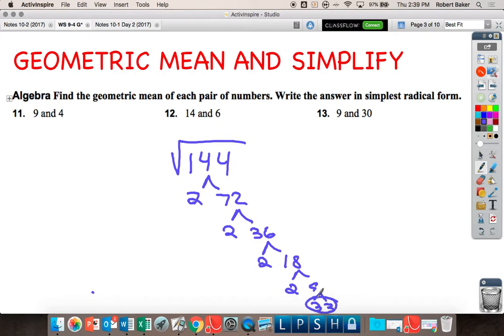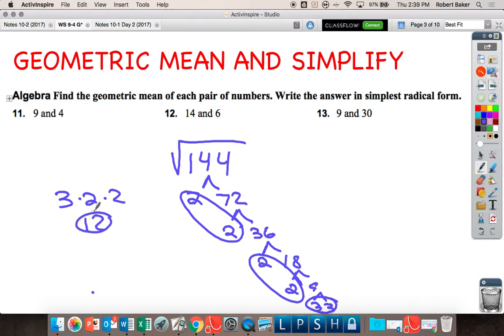So a pair of 3s come out of the club. A pair of 2s come out of the club. And a pair of 2s come out of the club. 3 times 2 times 2 is 12. Oh, I'm an idiot. That's crazy. Wow. It always works. You either get to a simple answer or you don't.